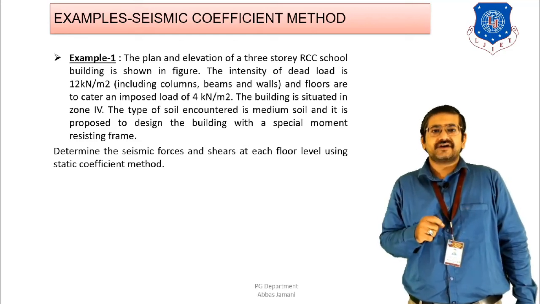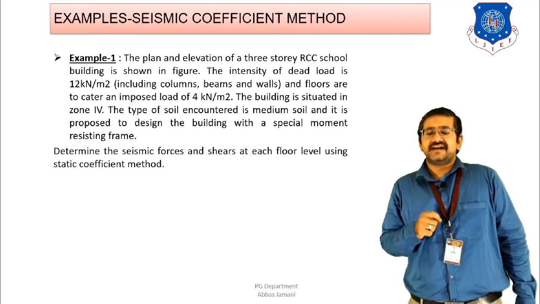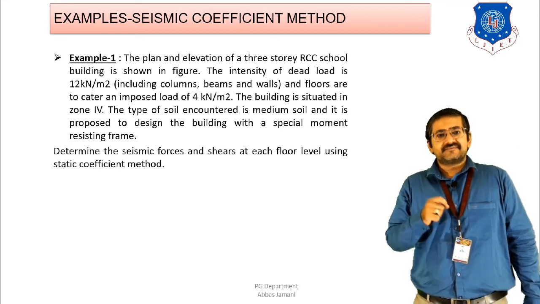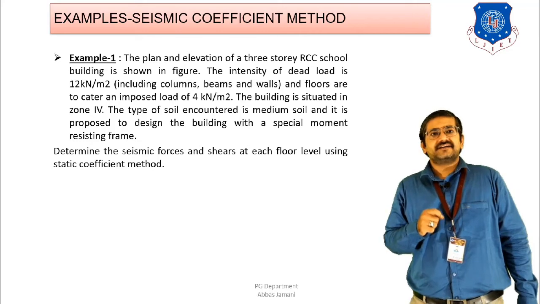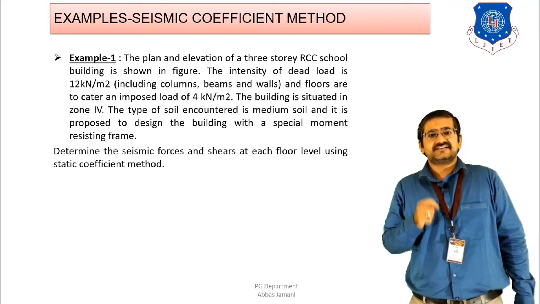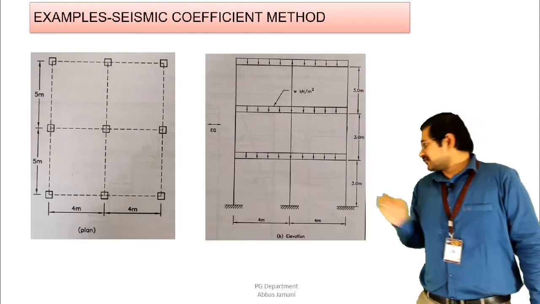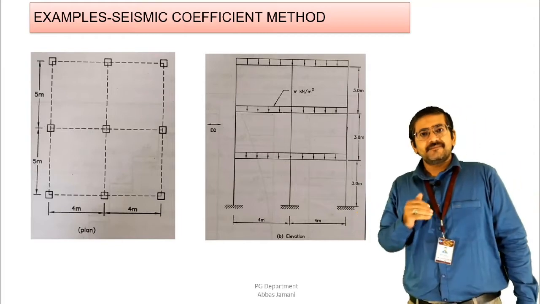The building is located in zone 4 and the soil type encountered on the site is medium soil. So lastly, it is saying that determine the seismic forces and the shears at each floor level using the static coefficient method or the seismic coefficient method, considering the building to be designed as a special moment resisting frame building, right?